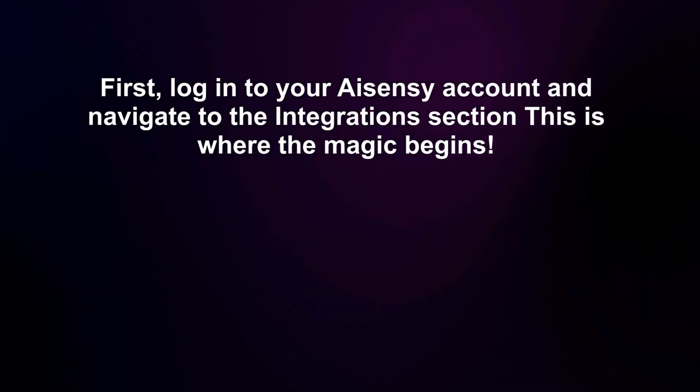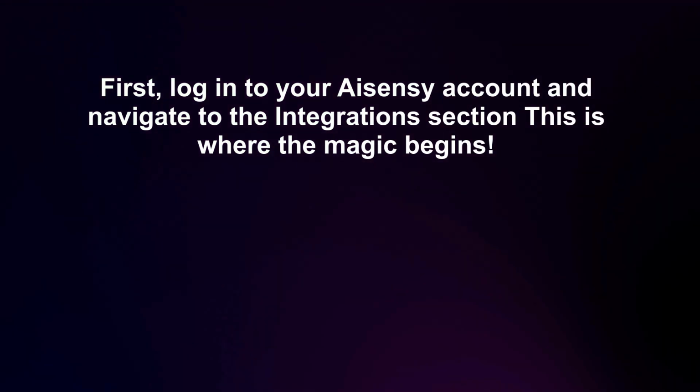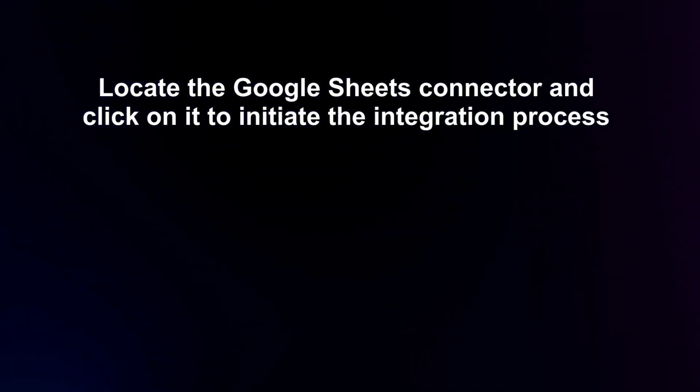First, log into your Aisensy account and navigate to the Integrations section. This is where the magic begins. Locate the Google Sheets connector and click on it to initiate the integration process.